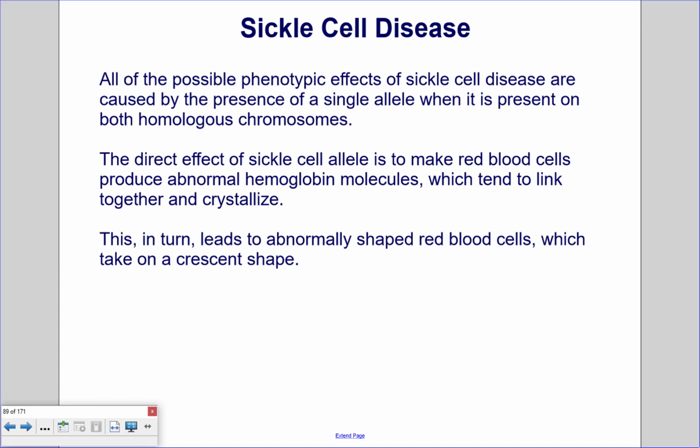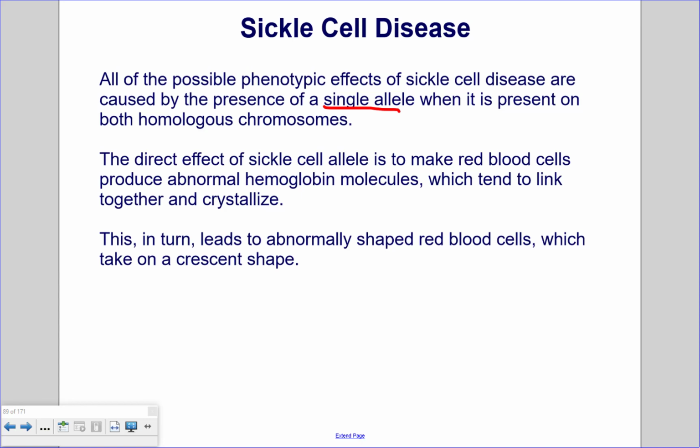Sickle cell disease. All the possible phenotypic effects of sickle cell disease are caused by the presence of a single allele when it is present on both homologous chromosomes. And this single allele, by the way, is a mutation that causes just one amino acid to be wrong in the whole amino acid sequence of the protein.